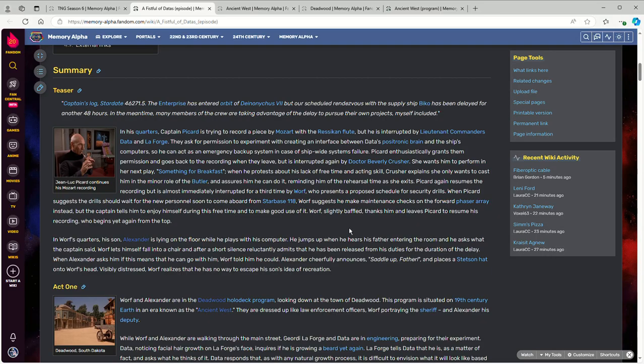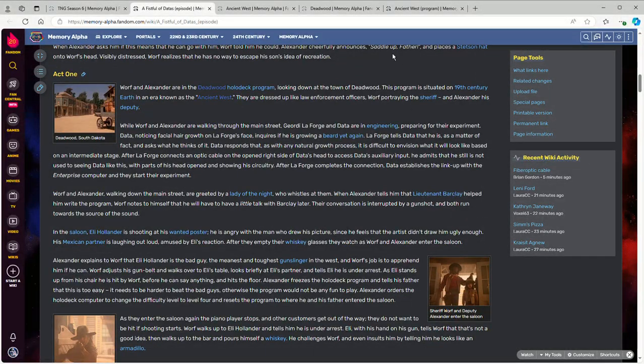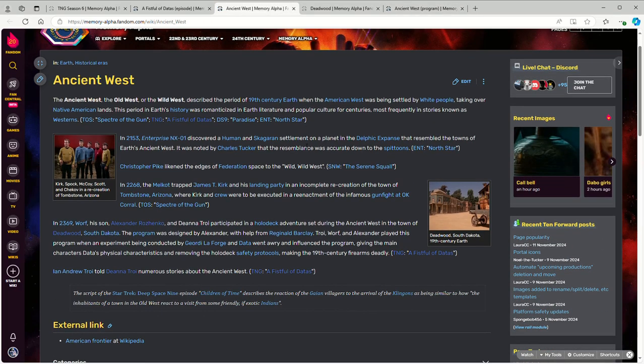But yeah, one of the key plot points was creating an interface between Data's brain and the ship's computer. Obviously, that went strangely and created a holodeck simulation based on the ancient West, which, of course, is based on old Earth, you know, prior to what in the real world we consider modern times.